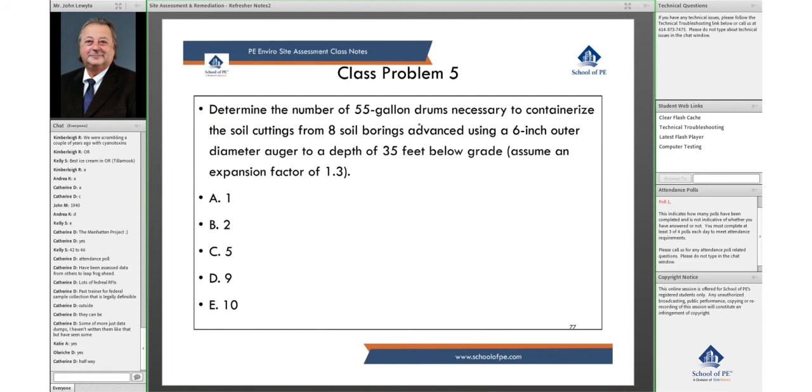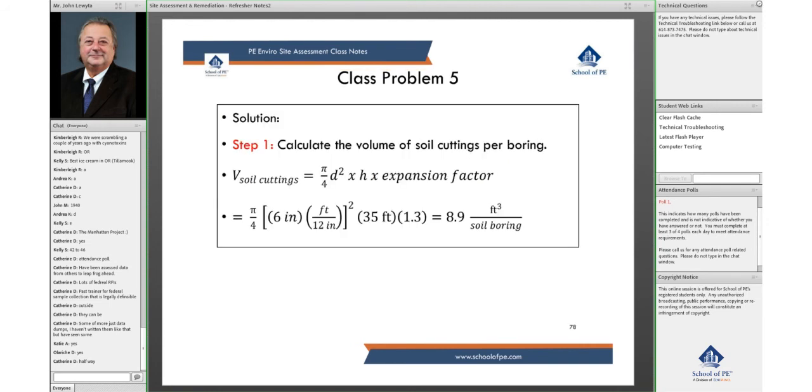So, determine the number of 55-gallon drums necessary to containerize soil cuttings from 8 soil borings using a 6-inch auger outside diameter, to a depth of 35 feet below grade, assuming an expansion factor of 1.3. This is pretty straightforward. Calculate the volume of the soil borings: 6-inch diameter, 35 feet deep, with the expansion factor. There are 12 inches in a foot, so you do a conversion because we want this in feet.